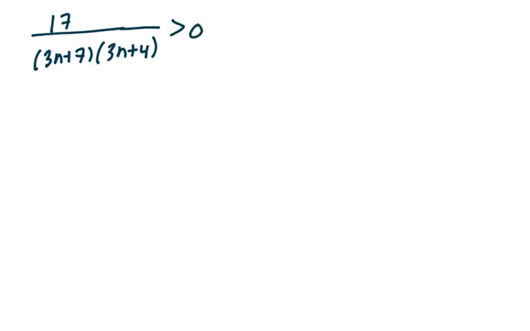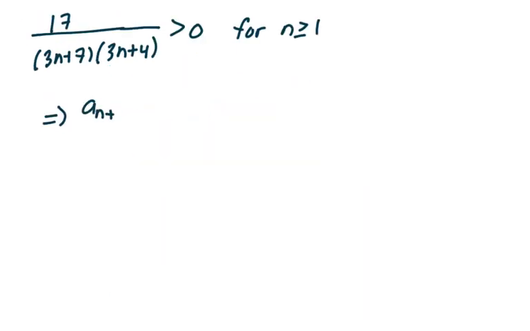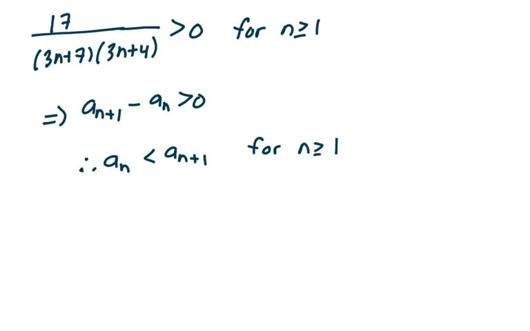And that's greater than 0 for n greater than or equal to 1. What does that imply? That says a sub n plus 1 minus a sub n is positive. What does that mean? That means a sub n is less than a sub n plus 1 for n greater than or equal to 1. And so that says this sequence is increasing.